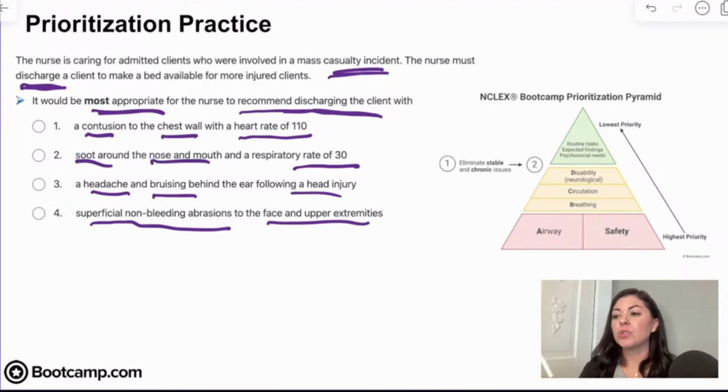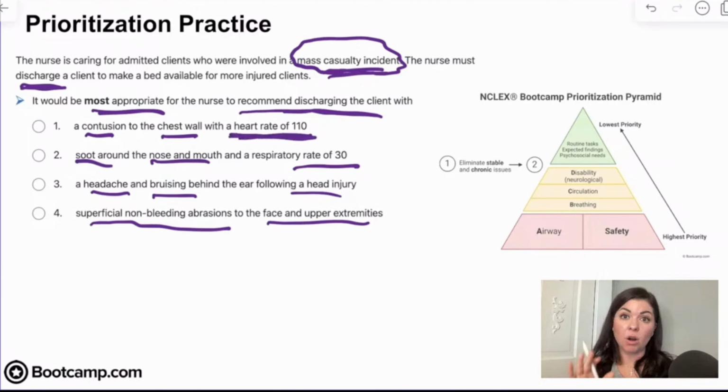Option 1, contusion or bruising to the chest wall. And remember, we see up here mass casualty incident, so we can assume all these clients have been involved in some sort of trauma. So if we have bruising to the chest wall and a little bit of tachycardia, our heart rate is 110, so it's a little bit elevated, is there any clinical condition that just pops in your brain? Anything you're worried about? I was an ER nurse for about 10 years, and anytime I see bruising to the chest wall with tachycardia, there is one condition that just pops in my brain that I'm worried about.